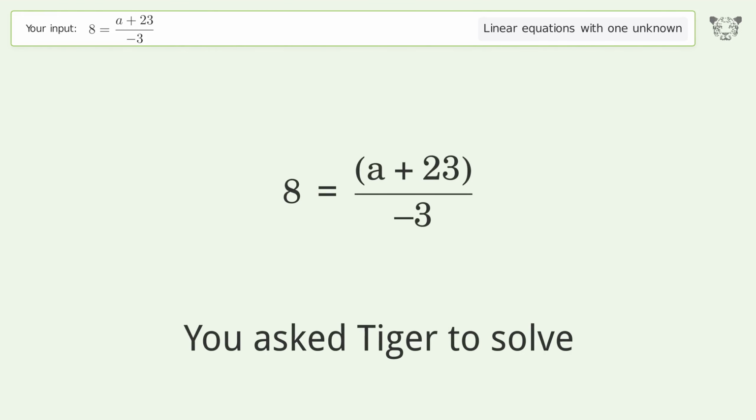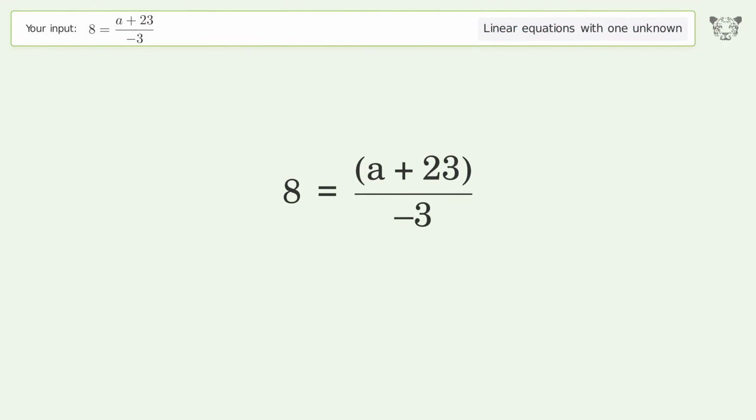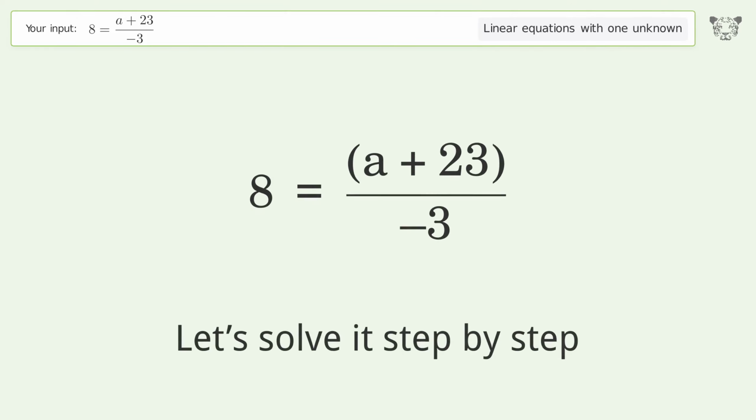You ask Tiger to solve this. It deals with linear equations with one unknown. The final result is a equals -47. Let's solve it step by step.